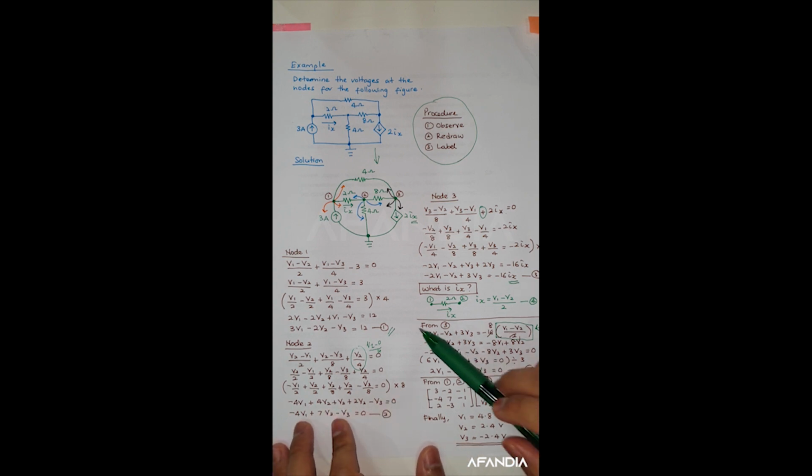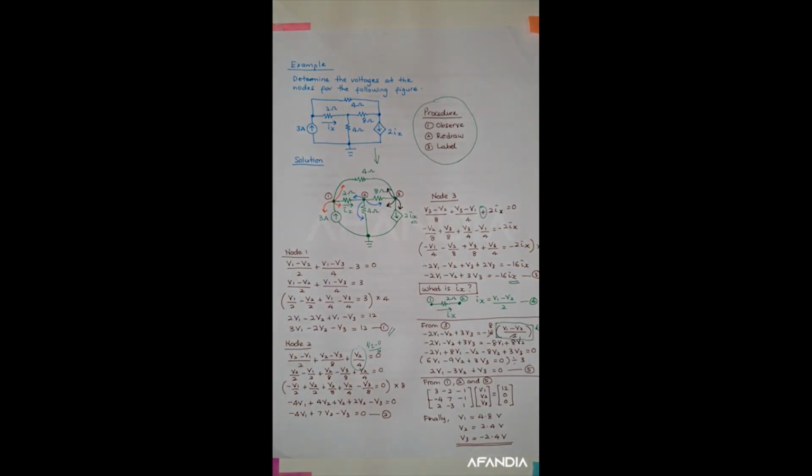So by having equation 1, equation 2 and equation 5, we can rewrite into this matrix form, and I'm sure you have a calculator. You just compute this value using this matrix through your scientific calculator, and finally you get V1 equal to 4.8, V2 equal to 2.4 and V3 equal to minus 2.4. We are done with our nodal analysis.